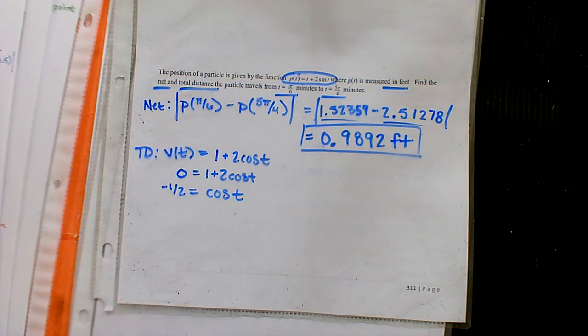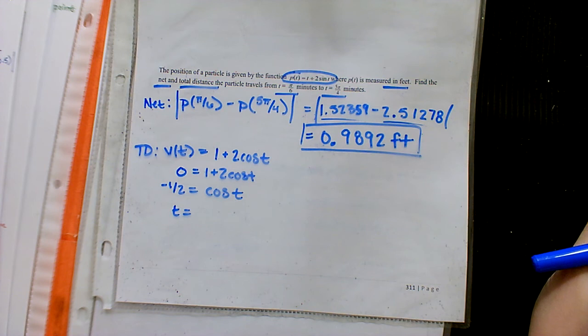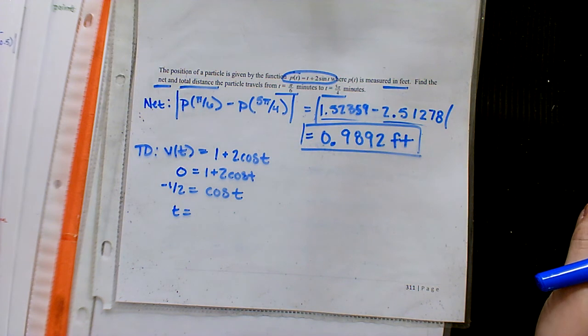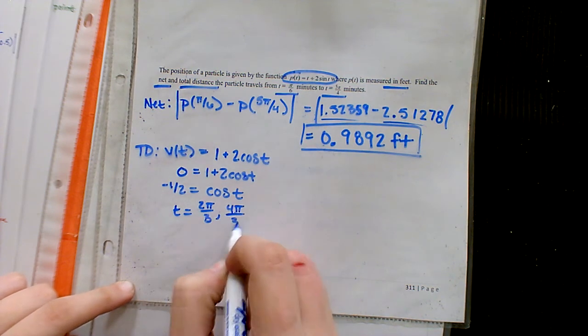Can we think about where on the unit circle cosine has a value of -1/2? If cosine's negative, if the x value's negative, we know we're in quadrant 2 or 3. So can we find some radian values within quadrants 2 and 3? If you have a unit circle, it's on page 10. Two pi over 3 and 4 pi over 3.